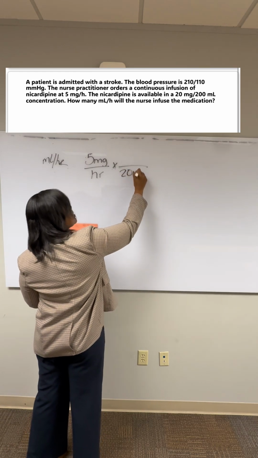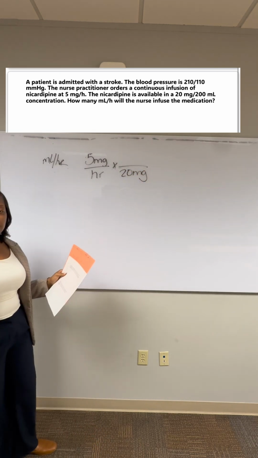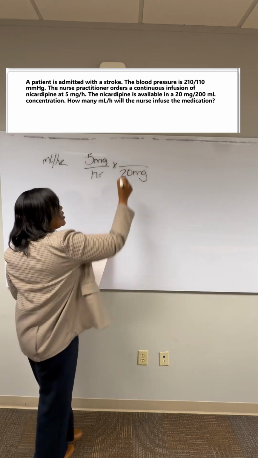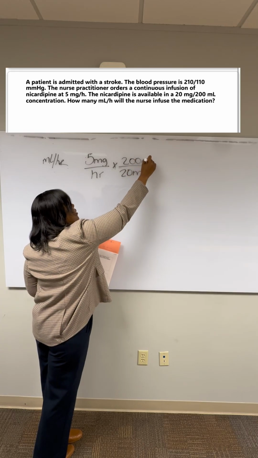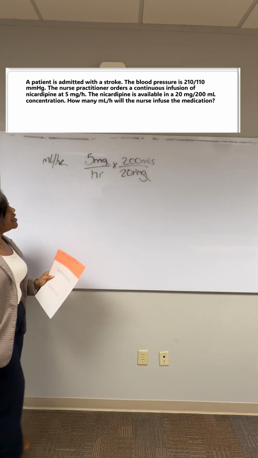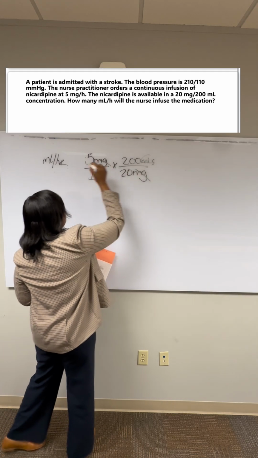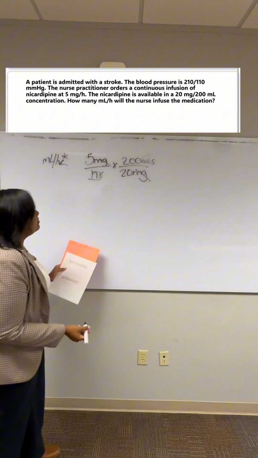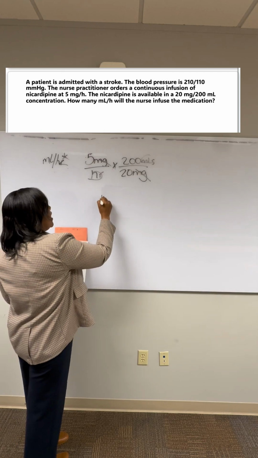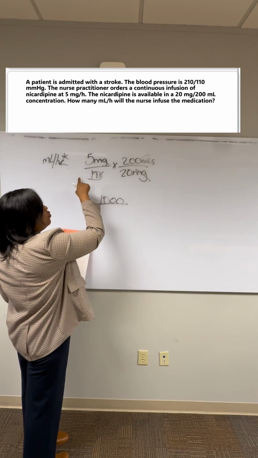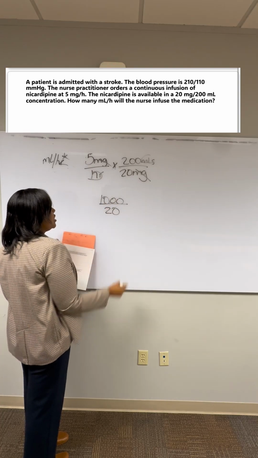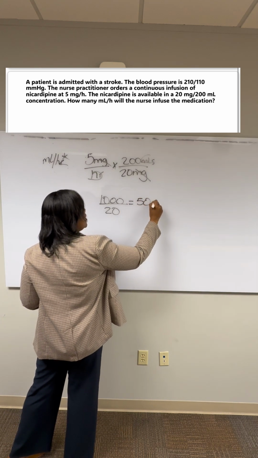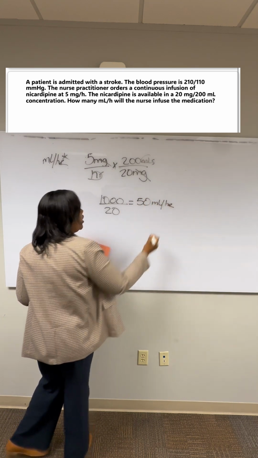So 20 milligrams is going to go on the bottom, because remember, in order to cancel out, it has to be on the top and on the bottom. And then it's 20 milligrams per 200 mLs. So milligrams is canceled out and we're left with mLs per hour, and that matches. We multiply straight across. 200 times 5 gives us 1,000, and 1 times 20 just gives us 20. So 1,000 divided by 20 gives us 50 mLs per hour.